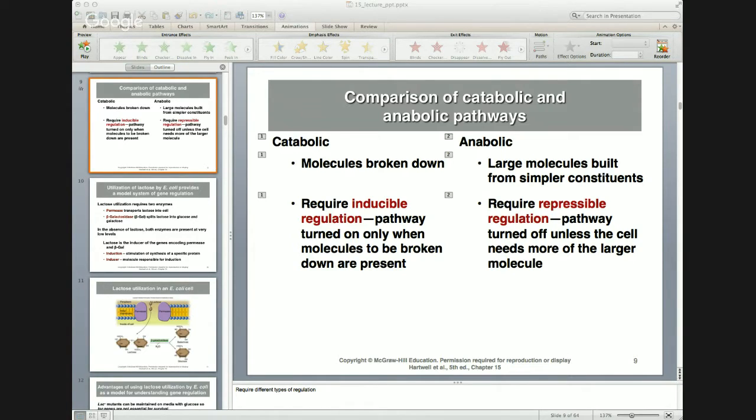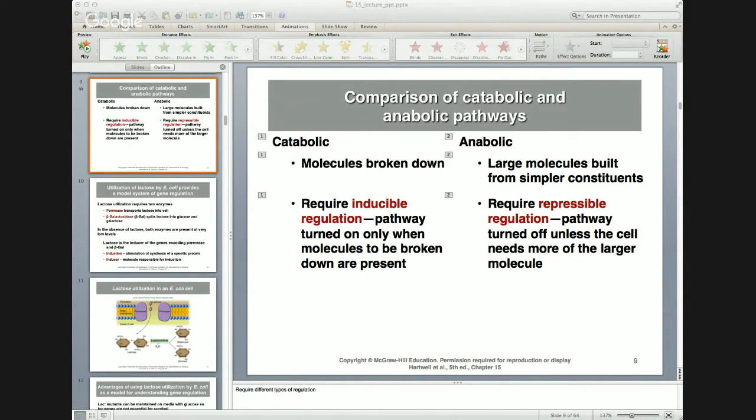Okay, so we will focus first on a catabolic pathway. We will spend this lecture looking at the regulation of a catabolic pathway, using the lac operon as our example. And the lac operon uses an inducible type of regulation to regulate the components of that operon. So let's see.